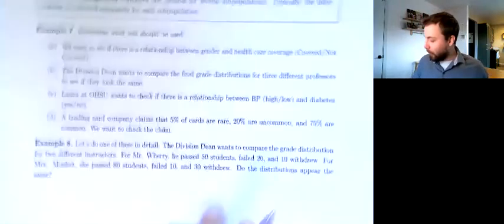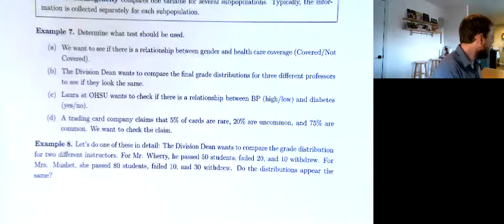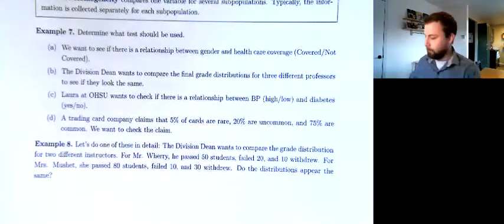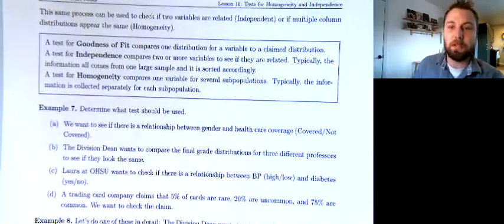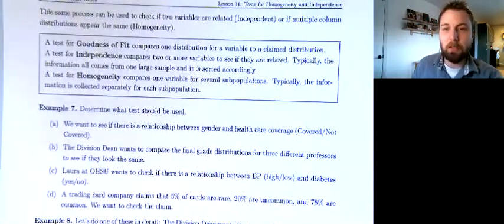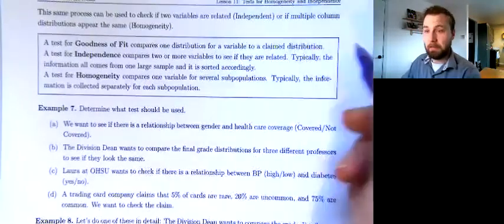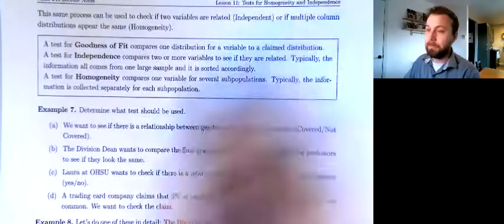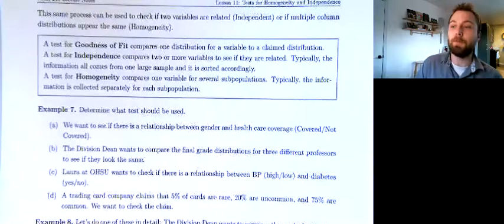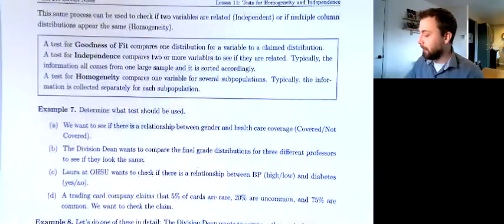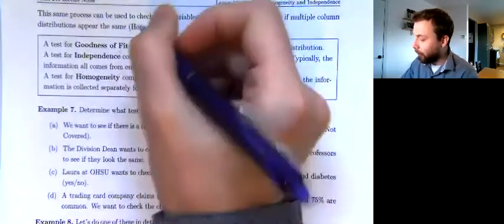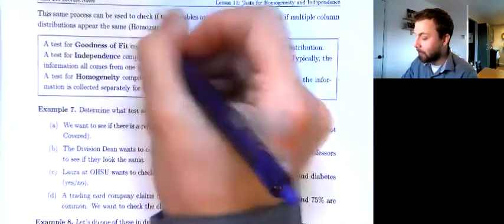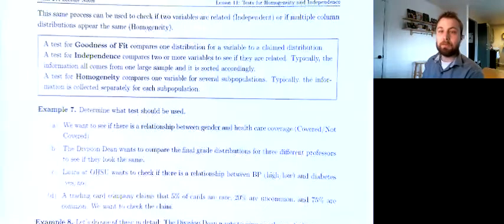So just a little bit of vocab. The same process can be used to see if 2 variables are related. That's what we just did. I'm testing for independence. I can also check to see if the ratios are the same for multiple columns. If I'm seeing if the distribution is the same for a whole bunch of groups, that's called homogeneity. Homo meaning same, geneity throughout. So are these distributions the same throughout?